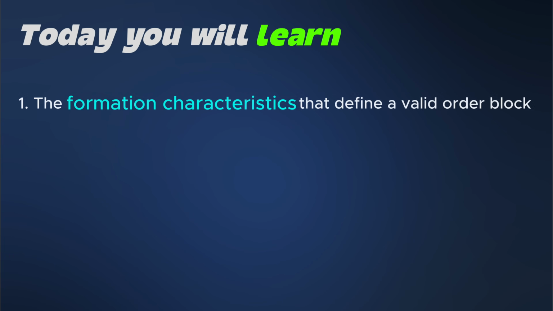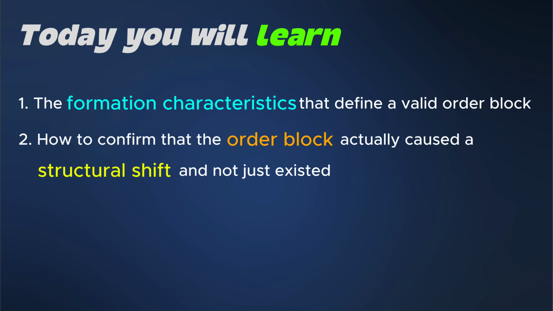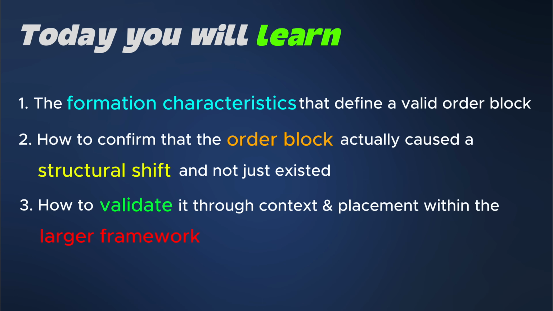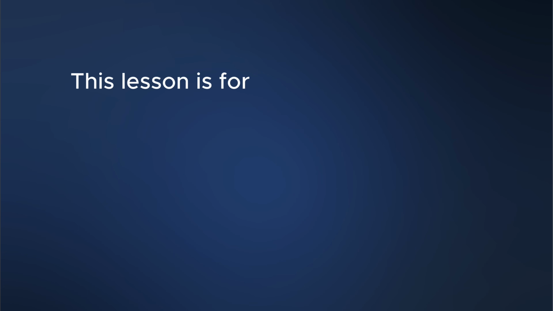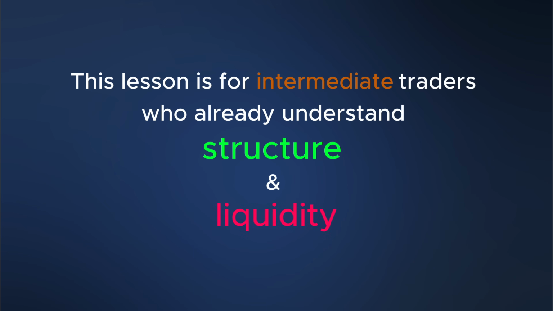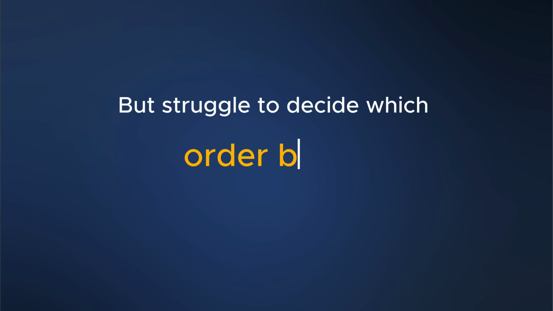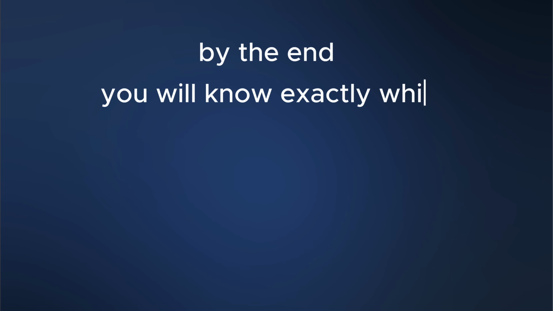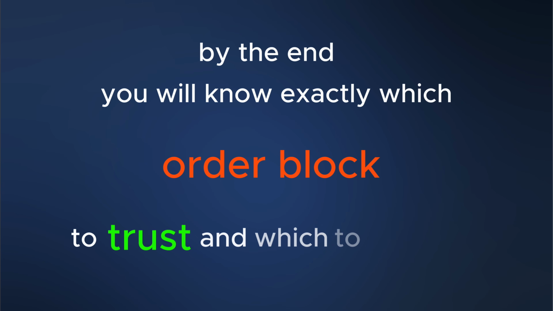Today, you will learn the formation characteristics that define a valid order block, how to confirm that the order block actually caused a structural shift and not just existed, and how to validate it through context and placement within the larger framework. This lesson is for intermediate traders who already understand structure and liquidity, but struggle to decide which order block is worth trading. By the end, you will know exactly which order block to trust and which to ignore.